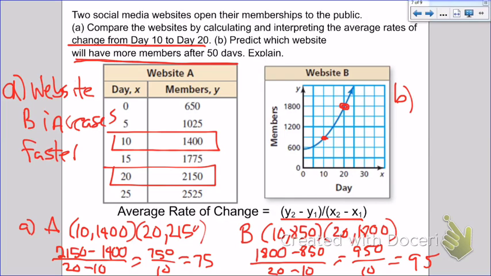Question B says, predict which website will have more members after 50 days. Well, if we look at the end here, we see that at day 25, this one's at about 2400. This one is at 25, so they're about the same, but which one increases more? Website B increases a lot faster. So which website will have more members? B, because it is increasing faster.